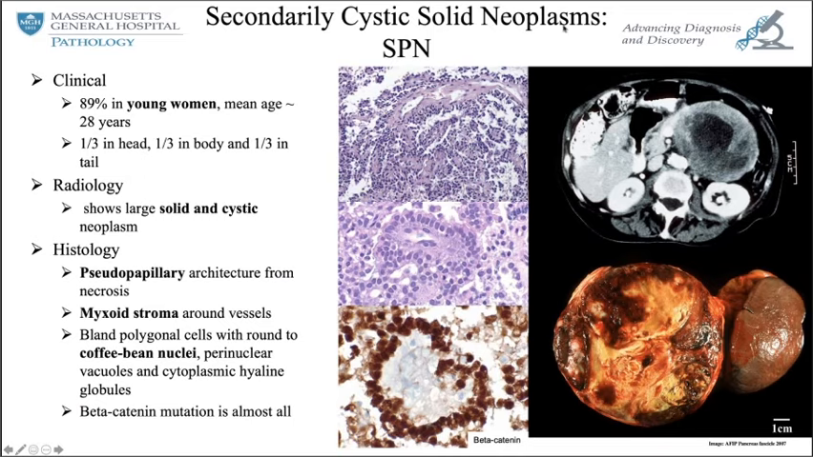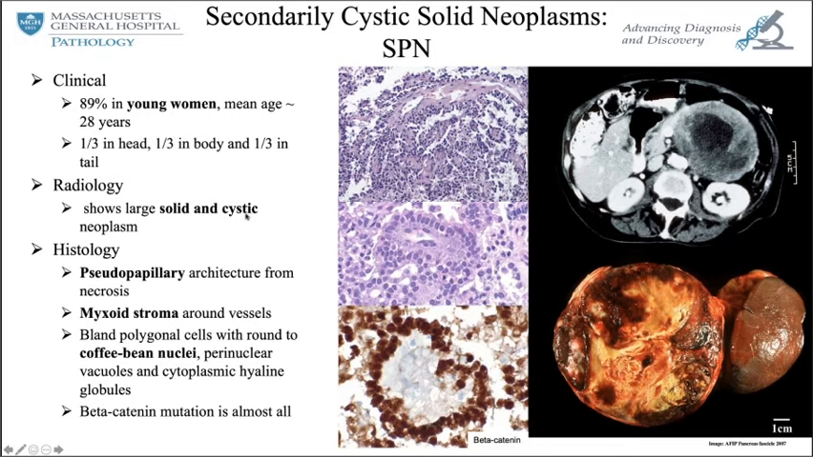Now, our secondarily cystic solid neoplasms, our most famous, I would say, is your solid pseudopapillary neoplasm. Again, clinical information is critical. 89% of these occur in young women with an average age of 28 years. They can occur anywhere in the gland, the head, the body, or the tail. When I was in medical school, I was taught, a solid and cystic tumor in a young woman in the tail of the pancreas is almost always going to be this lesion. It's often a board question. They may show you one high-powered field with this clinical information, and that's going to be your answer.